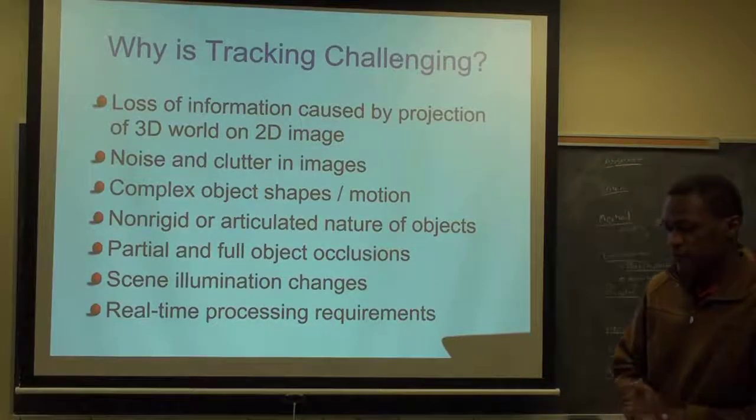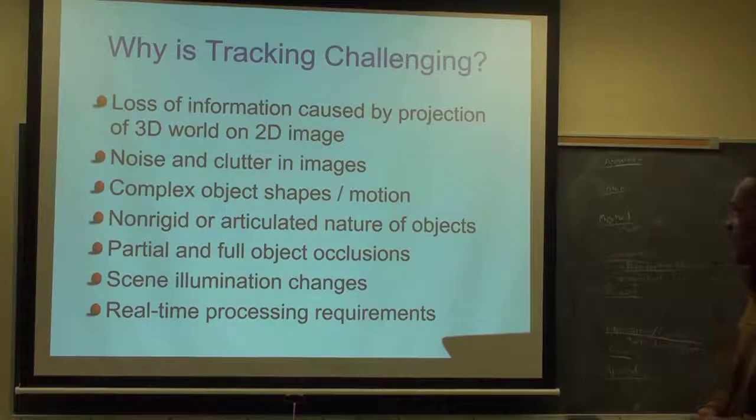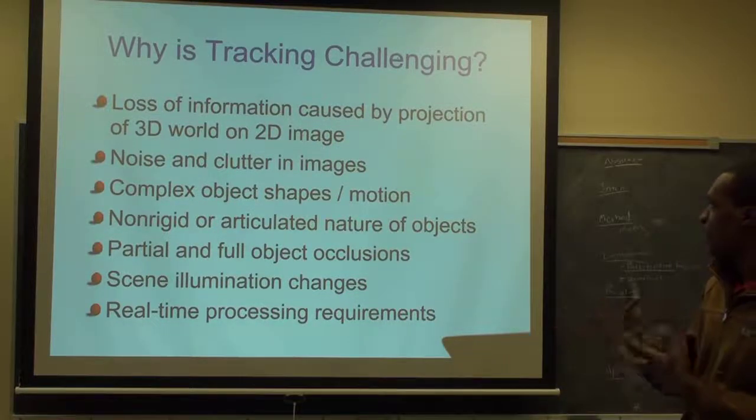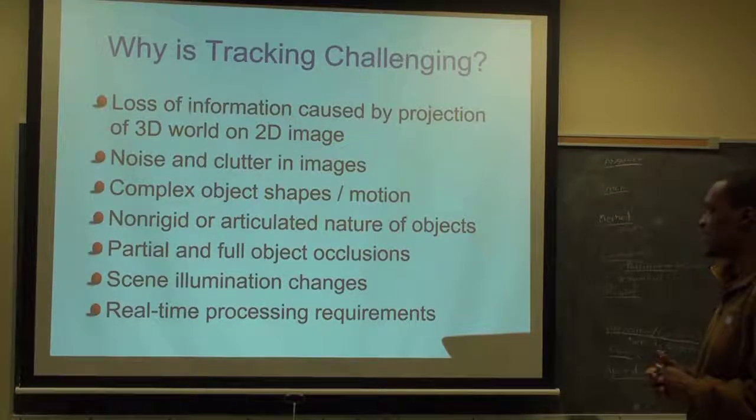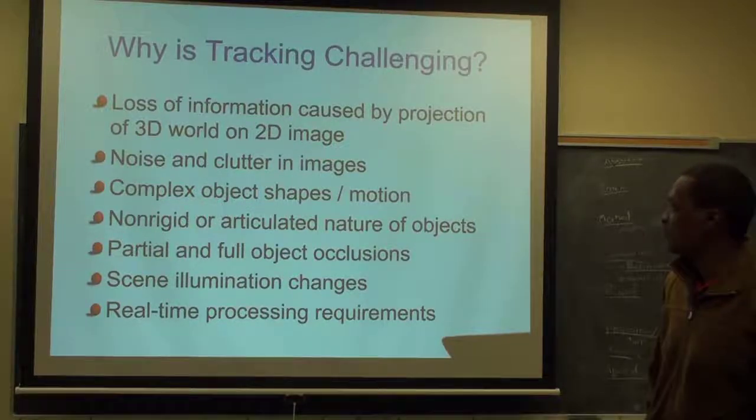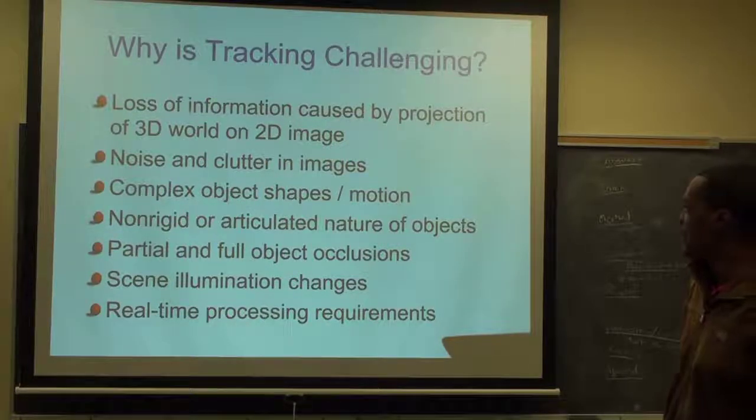So, why is tracking challenging? Tracking is not that easy. The first reason is we're trying to represent 3D objects on a 2D image, so we lose a lot of information because one dimension is lost. Then there is noise and clutter in images. When you're trying to detect an object using traditional methods, all that noise can really affect your detection schemes. Then there are complex object shapes in motion.